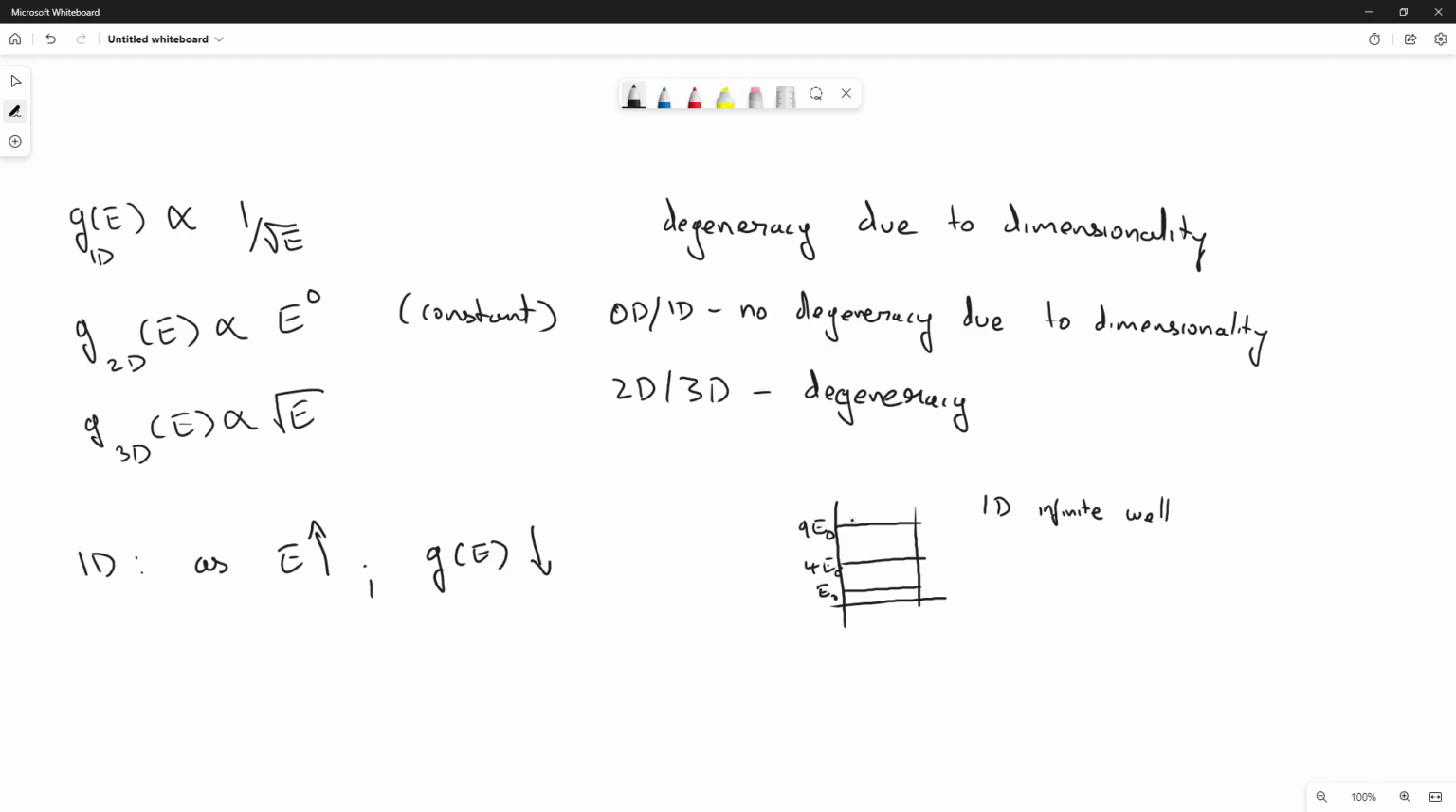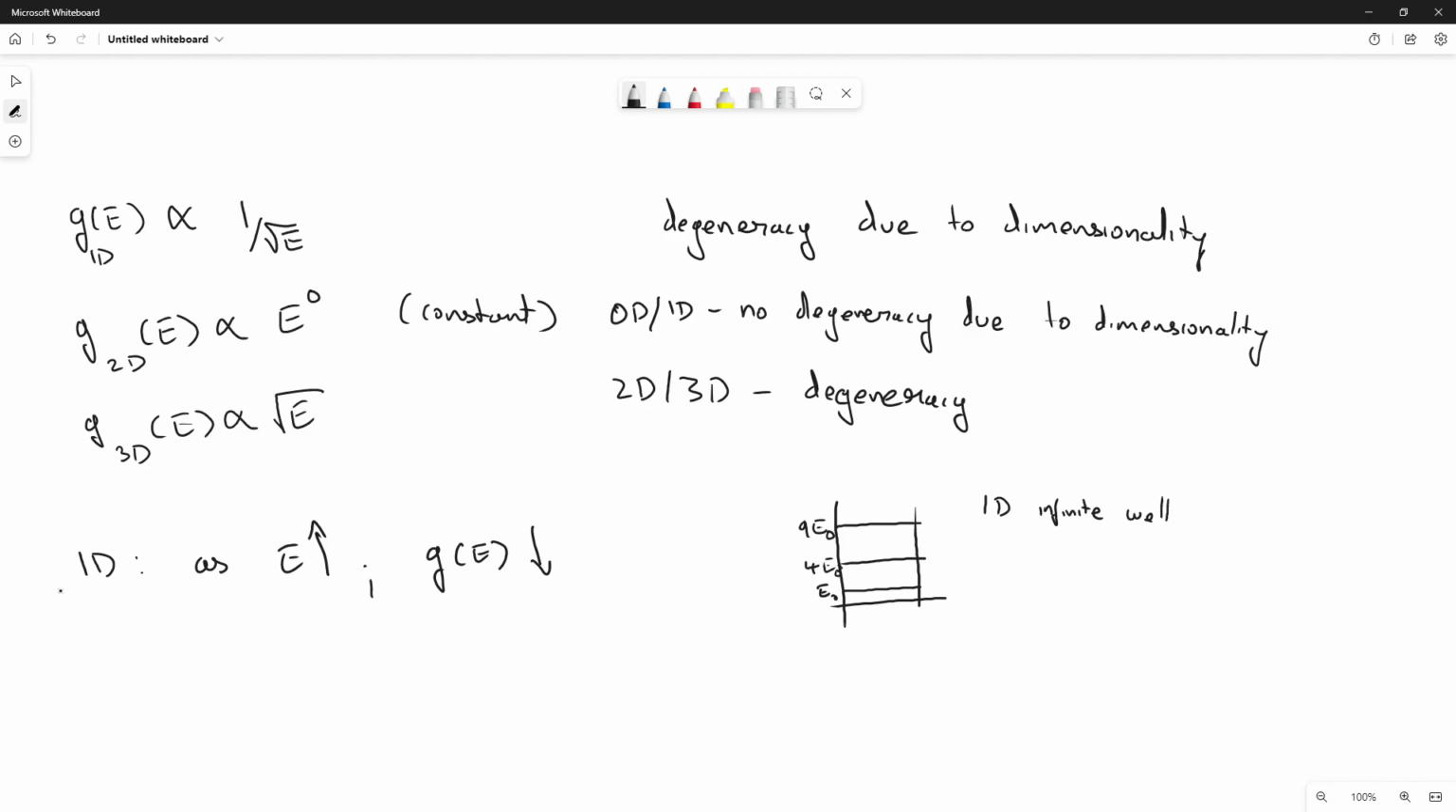Okay. So as you can see, as the energy increases, the spacing between the energy levels is also increasing. That implies the number of energy states I will find in a given range reduces as my energy increases. So that is what happens in the 1D system because there is actually no degeneracy due to dimensionality.